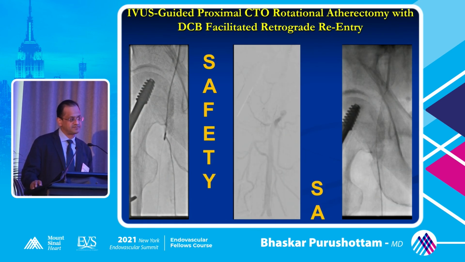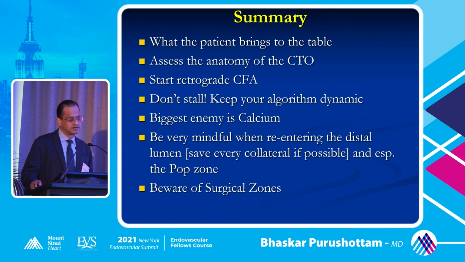But remember, safety, safety. So essentially, keep in mind, what is the patient here for? Is it claudication? Is it CLI? Diabetic? What's the renal function? Spend a little time assessing the anatomy. Really spend some time. Very, very important. Personally, I think retrograde CFA is the standard. Don't stall. Keep your algorithm. Keep changing. Change it for every single patient depending on what they present to the table.